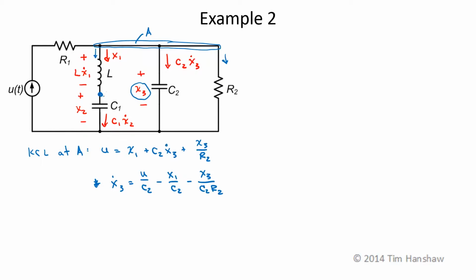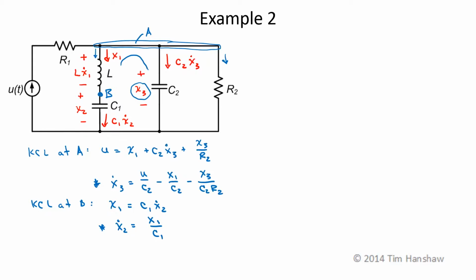If I call this node B, I can do KCL at B. That's just going to tell me that the current going into that node, which is just x1, is equal to the current through the capacitor, which is C1 x2 dot. Solving this, x2 dot is equal to x1 over C1. There's my second state equation.